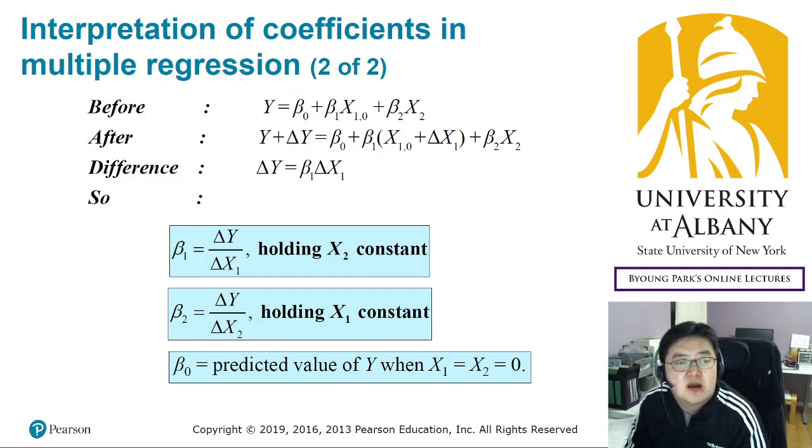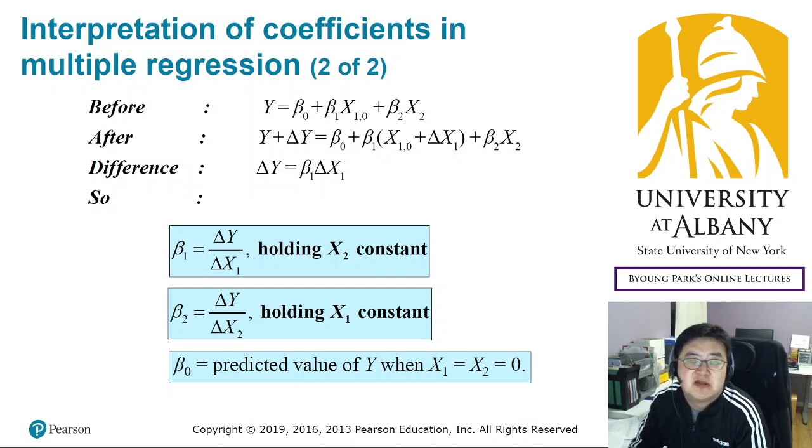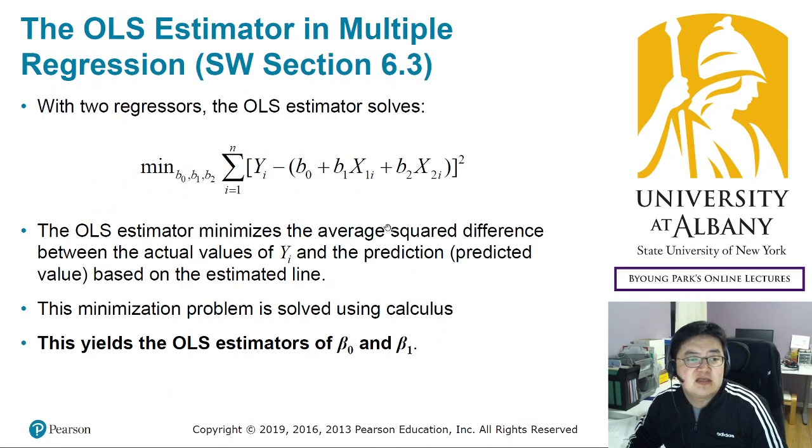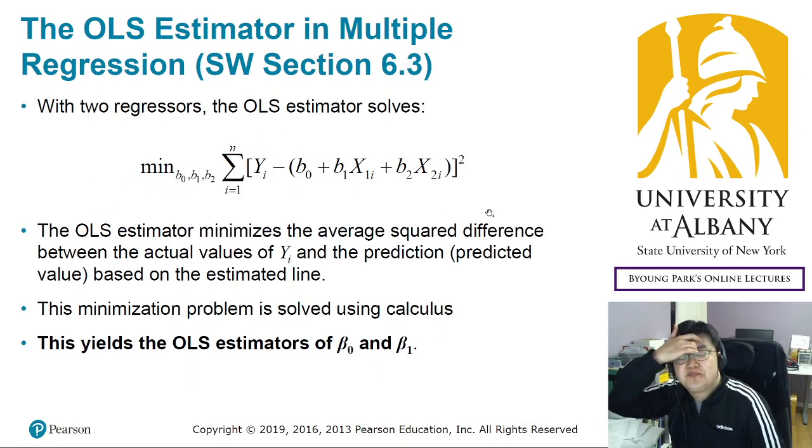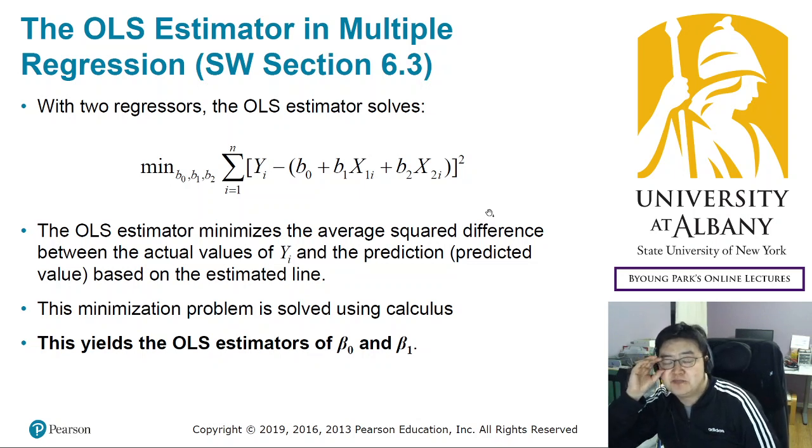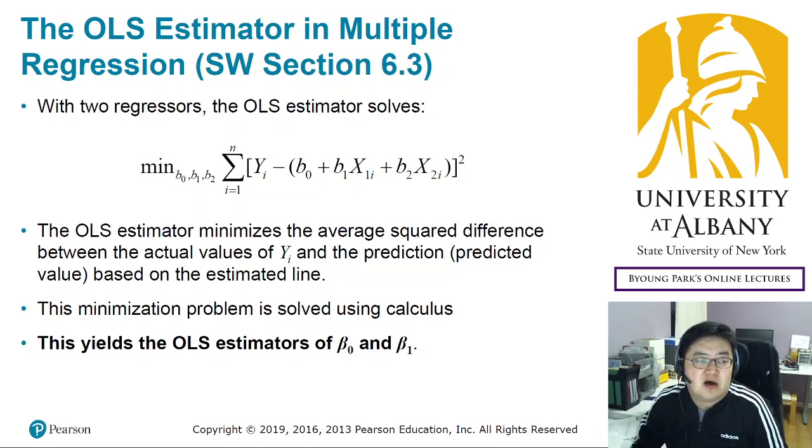Hello again. We have defined the regression model for two regressors, which was straightforward. And then the next question, we learned how to interpret those parameters, which was also straightforward. And next, we need to think about how to estimate the parameters. The result is pretty much the same as before.